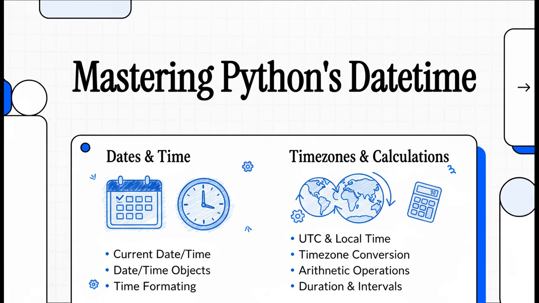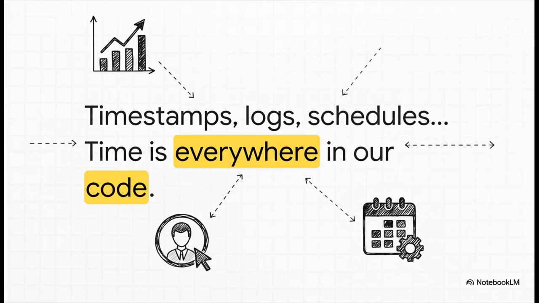Let's be honest. Handling time in your code can be, well, a real headache, but it's also absolutely essential. So we're going to dive in and really get a handle on one of Python's most powerful tools for this job, the datetime module. Just think about it for a second. Timestamps for transactions, logs for debugging, schedules for running jobs. Time is literally everywhere. It's kind of like the silent heartbeat of pretty much any application you can think of.